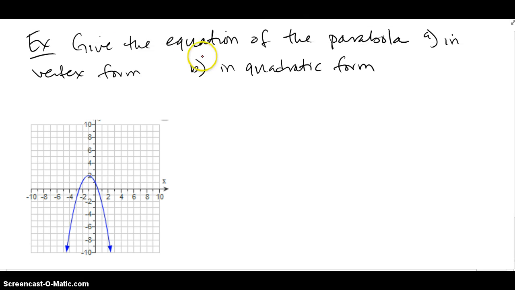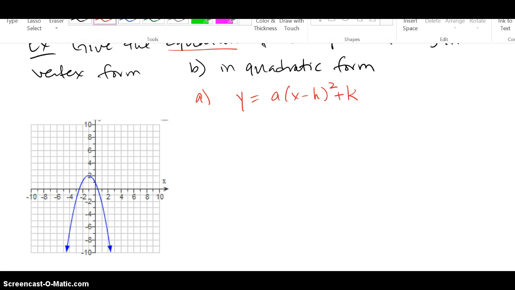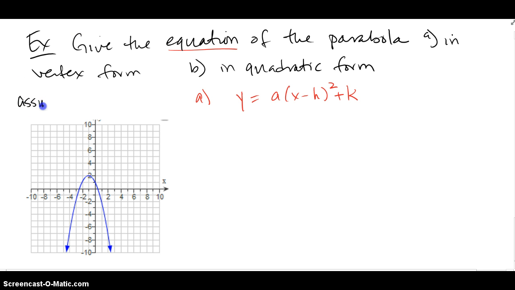It says give the equation of the parabola in vertex form and then in quadratic form. So in vertex form, I'm going to need a(x - h) squared plus k. And also for this problem, I'm going to say assume a is equal to plus or minus 1. So there's no narrow or wideness going on. It's just your basic parabola either opening up or down. So that one is already given to you. So here is the equation we start off with. I have to pull out the vertex, which is right here. The vertex coordinates are -1 and up 2.